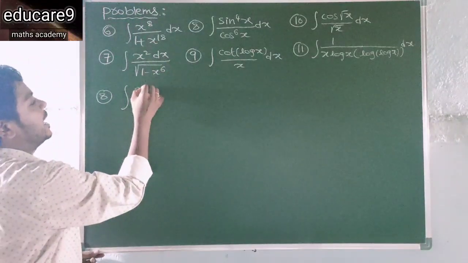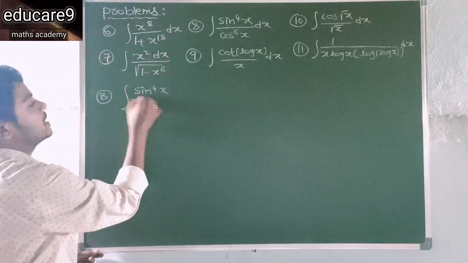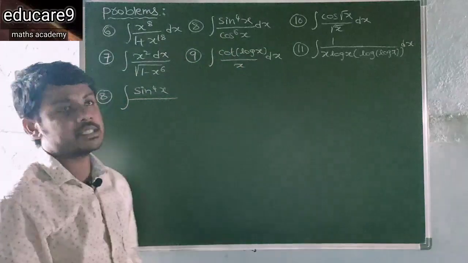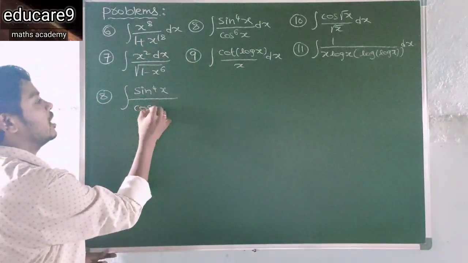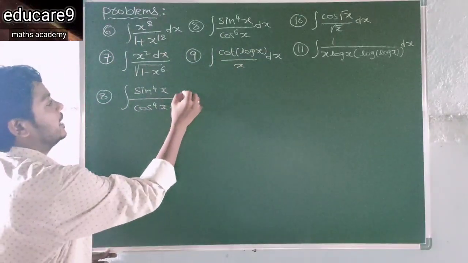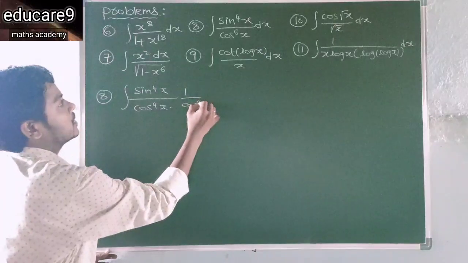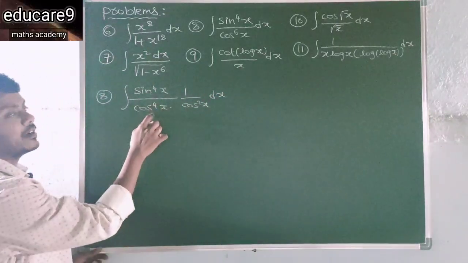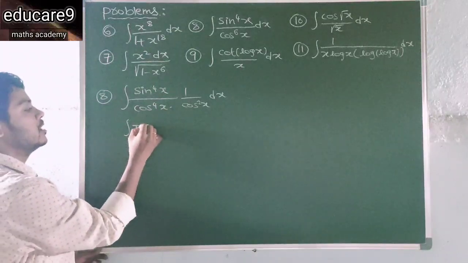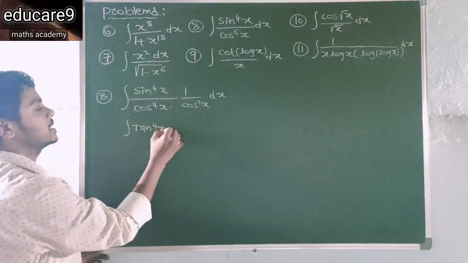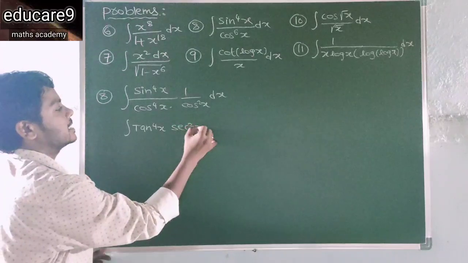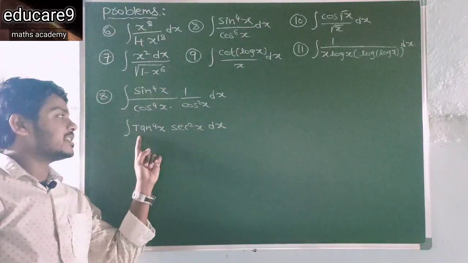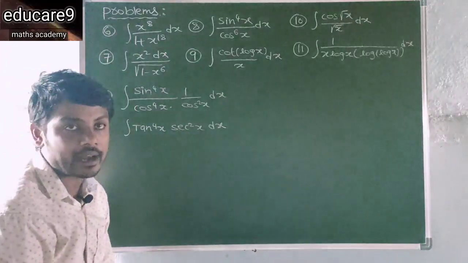Integration of sin power 4x by cos power 6x. So cos power 6x, write as cos power 4x into 1 by cos square x dx. So sin by cos is tan. This is tan power 4x sec square x dx. So clearly this is the combination of tan and sec square.